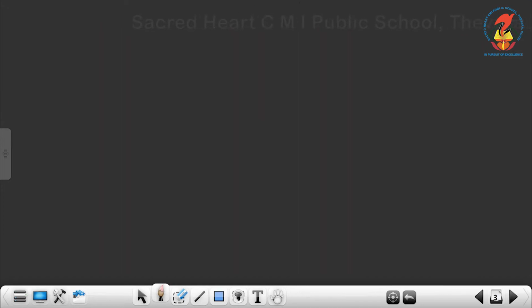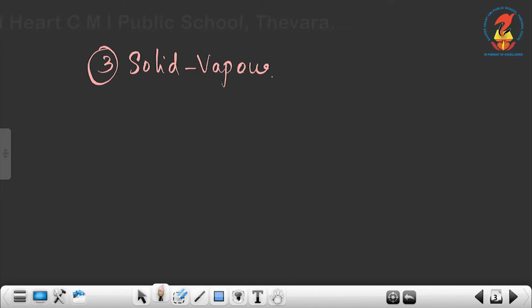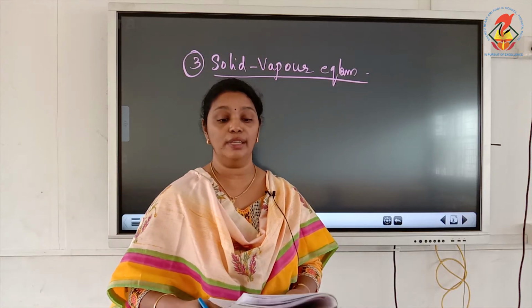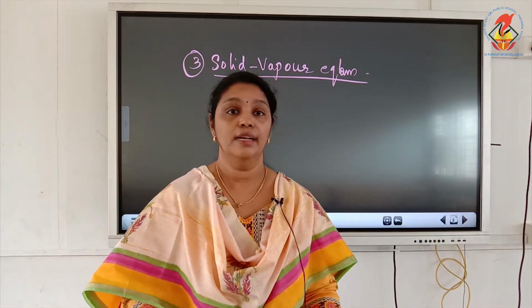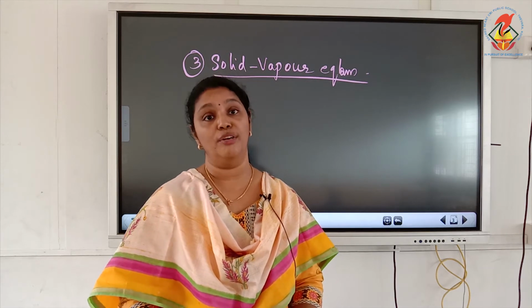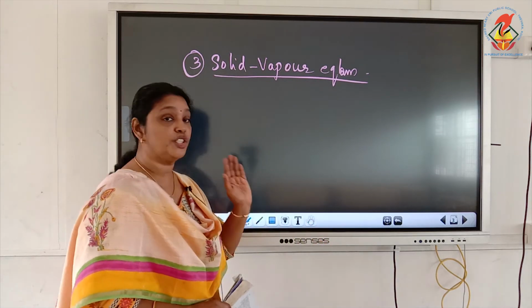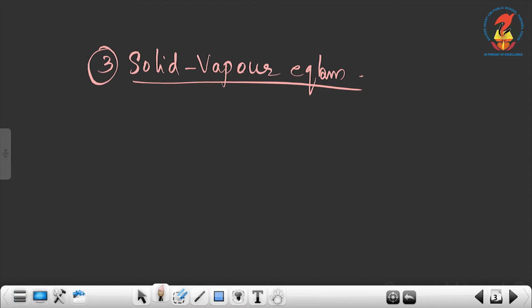So, the third type, number 3, is solid vapor equilibrium. Now, what do you observe in solid vapor equilibrium? An example for this solid vapor equilibrium is the sublimation of iodine. You know that the process of conversion of solid directly into vapor state is called sublimation. So, let us discuss this taking iodine as example.